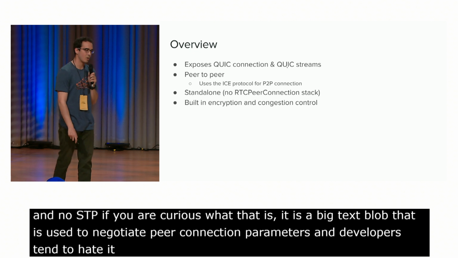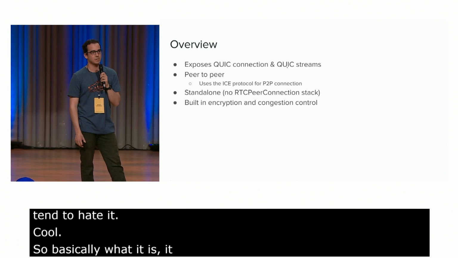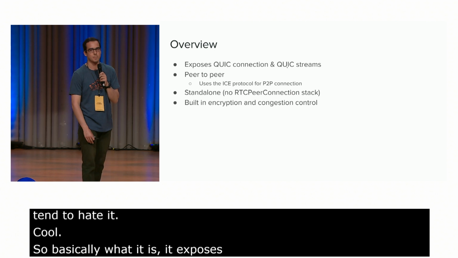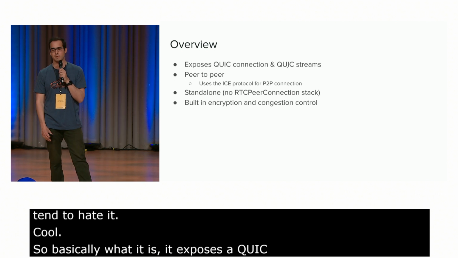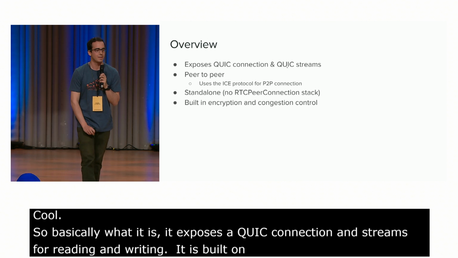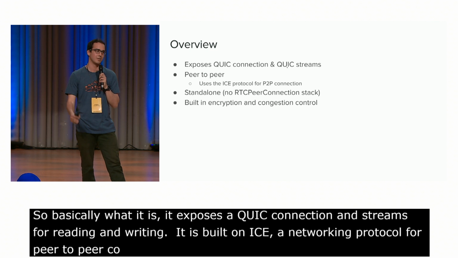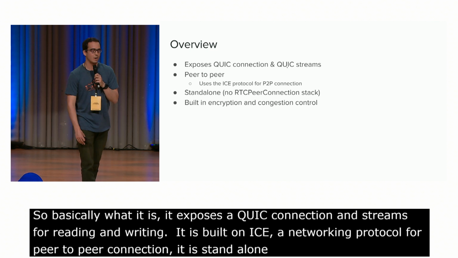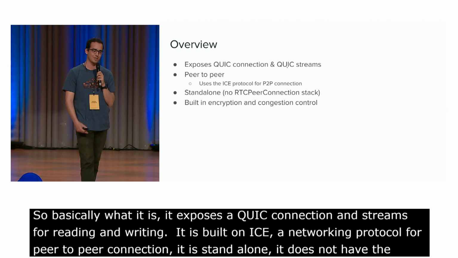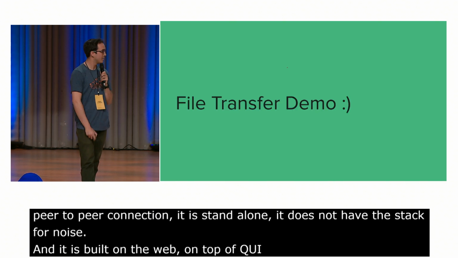Basically what it is, it exposes a QUIC connection and QUIC streams for reading and writing. We built it for the peer-to-peer case, so it's built on top of ICE, which is a networking protocol for establishing a peer-to-peer connection. And it's standalone, so it doesn't include the entire RTCPeerConnection stack for video and voice. And then because it's on the web and built on top of QUIC, it includes built-in encryption and congestion control.